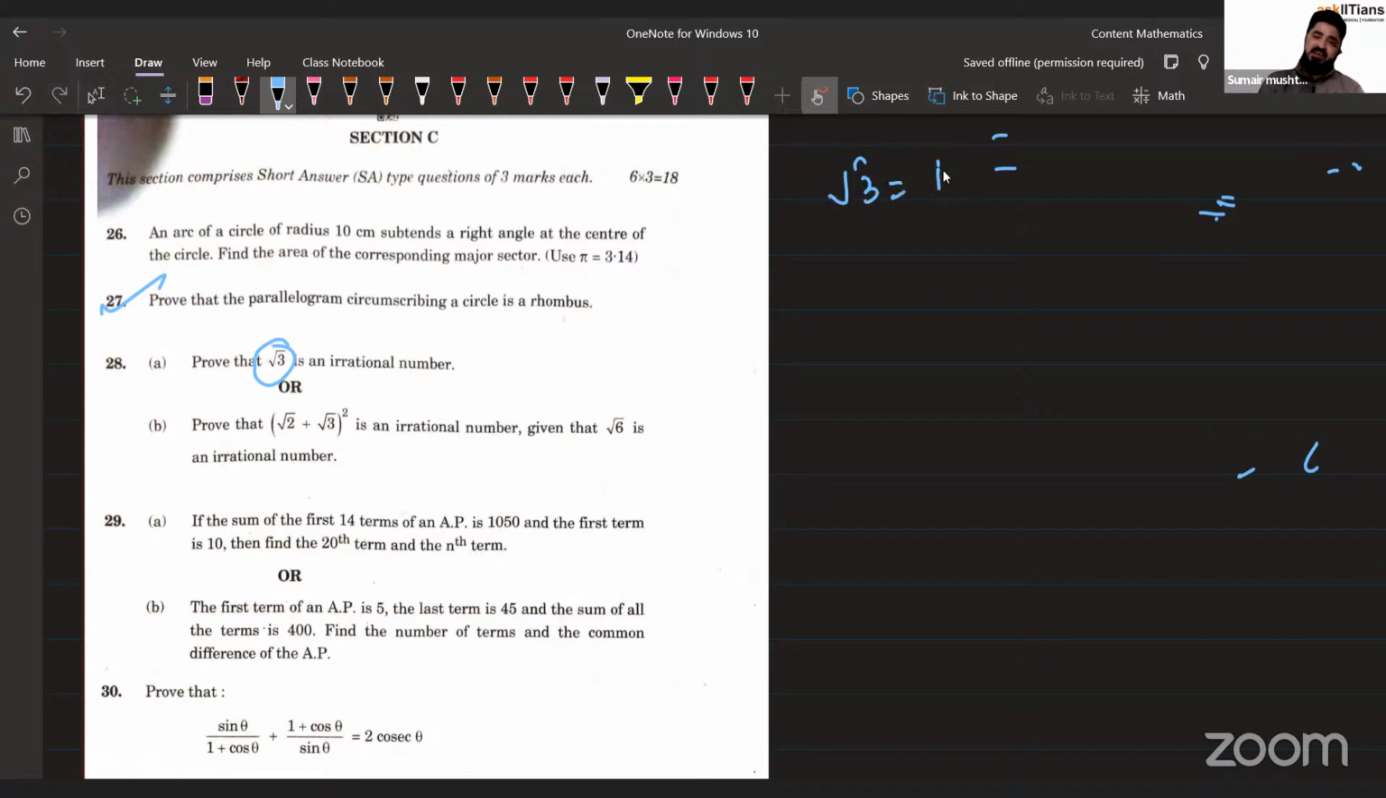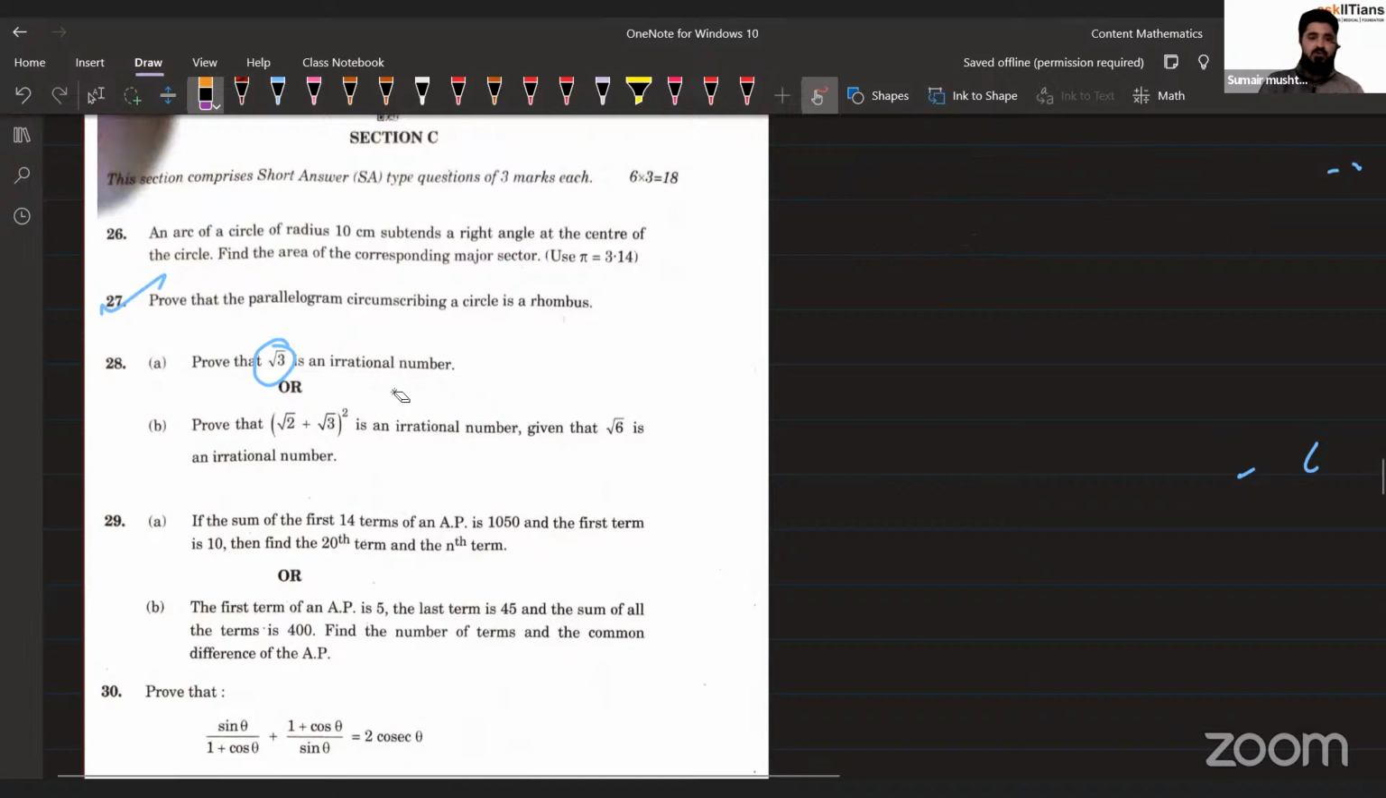Let us suppose this is rational, so we will put it as p by q. 3 is equal to p square by q square. Then we will put this in the simplest form. This is easy. We have done this many times.